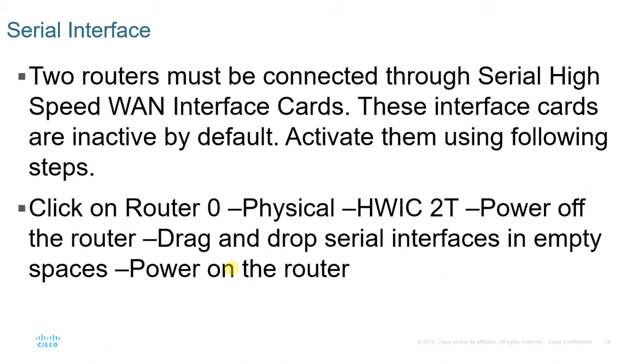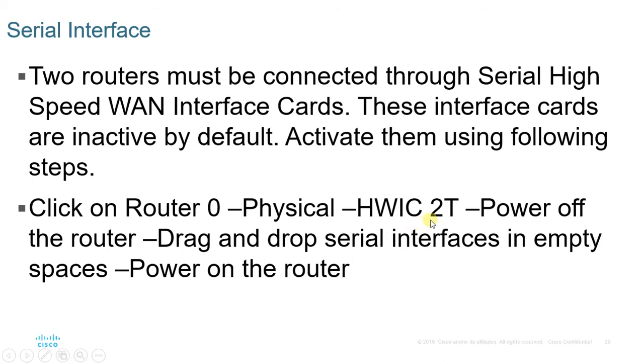Now first we should know about the serial interface. Two routers must be connected through serial high-speed WAN interface cards. So whenever we have two routers, in between two routers you have to make a serial connection. These are nothing but WAN connections. These interface cards are inactive by default and we have to activate them using certain steps. We'll be seeing what these steps are. I'm just telling you what the steps are, and then we will see it in Packet Tracer. You have to click on router 2, router 0 or any router, and then go to Physical and then HWIC-2T.